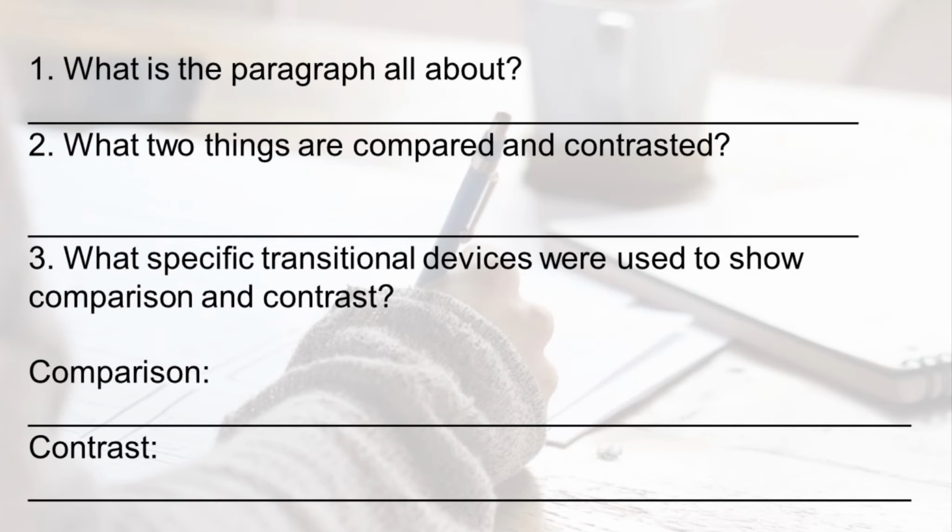1. What is the paragraph all about? 2. What 2 things are compared and contrasted? 3. What specific transitional devices were used to show comparison and contrast? Comparison. Contrast.